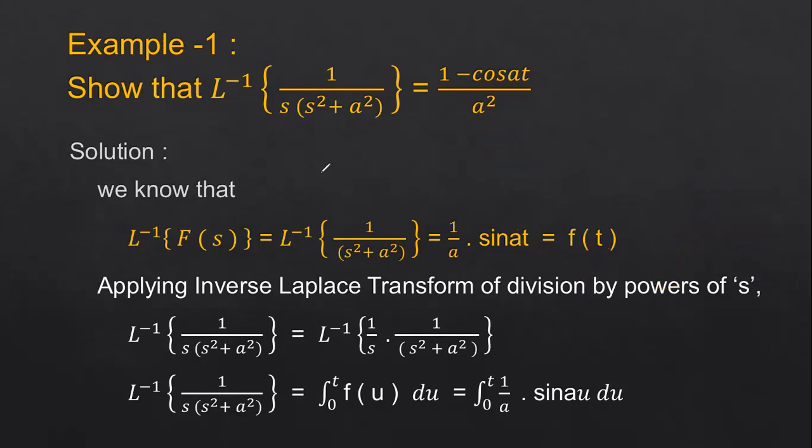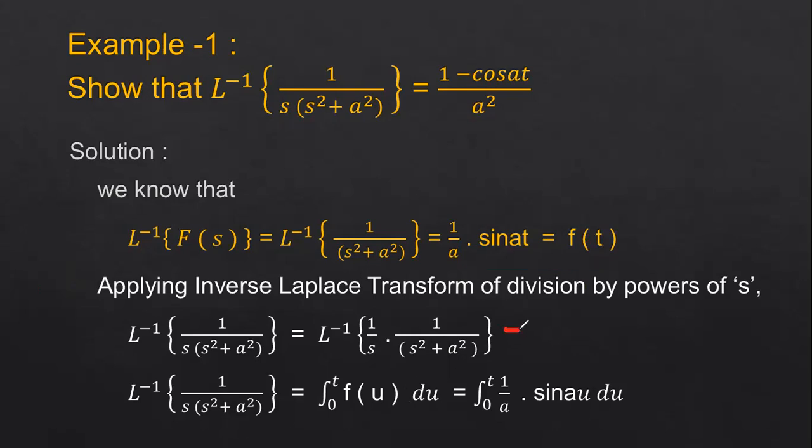So from this, f of s can be written as 1 by s square plus a square. It is directly represented by the formula 1 by a sin a t, that is nothing but your f of t. So simply apply the inverse Laplace transform using the division by powers of s method: Laplace inverse of 1 by s into 1 by s square plus a square. That is nothing but the division by s method.